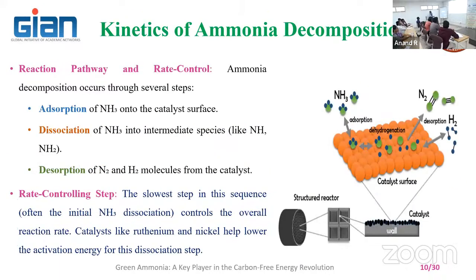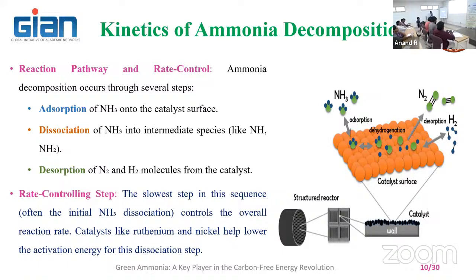The reaction pathway and rate control pertain to the ammonia decomposition. So what is happening on the catalyst? The adsorption of ammonia on the catalyst surface. Assume that this is the catalyst surface. The green color shows the nitrogen, and the blue color is the three molecules of hydrogen. Then you need to provide some amount of energy to break the ammonia. Here the decomposition happens in different states. Finally, the nitrogen separates, hydrogen also separates. At the exit of the reactor, you can take out the nitrogen and hydrogen separately.